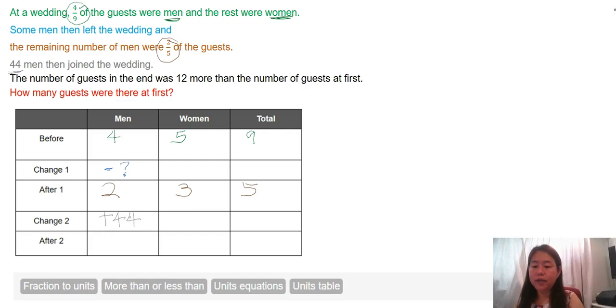And finally, they say that the number of guests in the end was 12 more than the number of guests at first. So this sentence is actually comparing the number of guests in the end, which is at here, compared to the number of guests at first, which is at here.